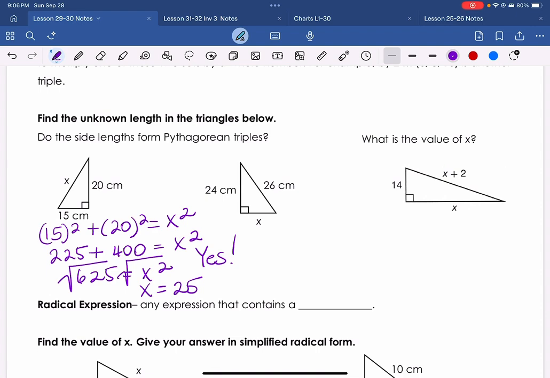All right, I would like you to try this one. Now be careful because they gave you the hypotenuse this time and then one of the legs. But pause the video, use the Pythagorean theorem, and see if you get a pretty whole number like this or if you get a decimal or a radical, in which case you'd say no.